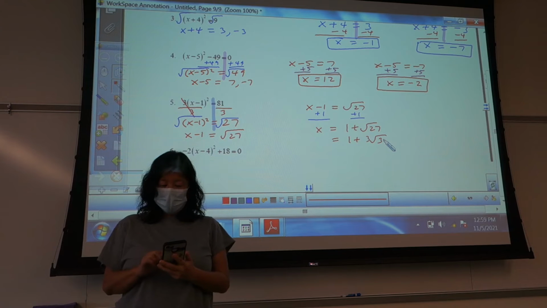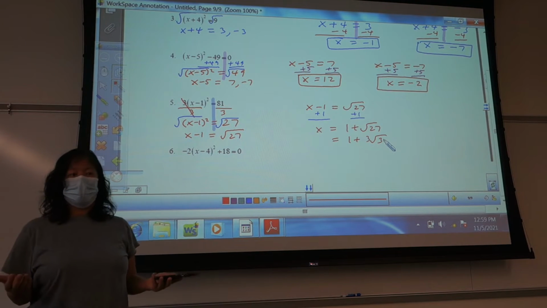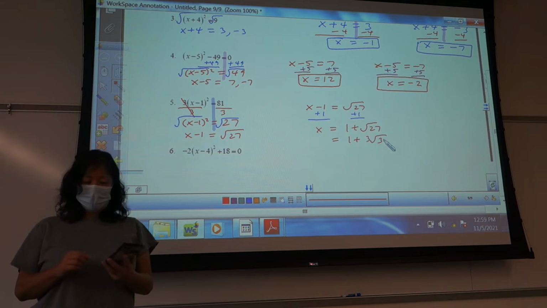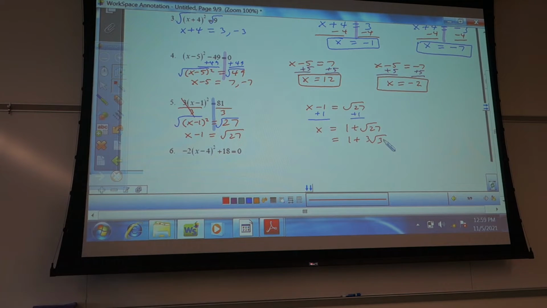Square rooted, raised to the 1/2 power, right? Square root is the 1/2 power. So raise it up to the 1/2 power. I'll show what I mean. Well, I don't know how to do that.